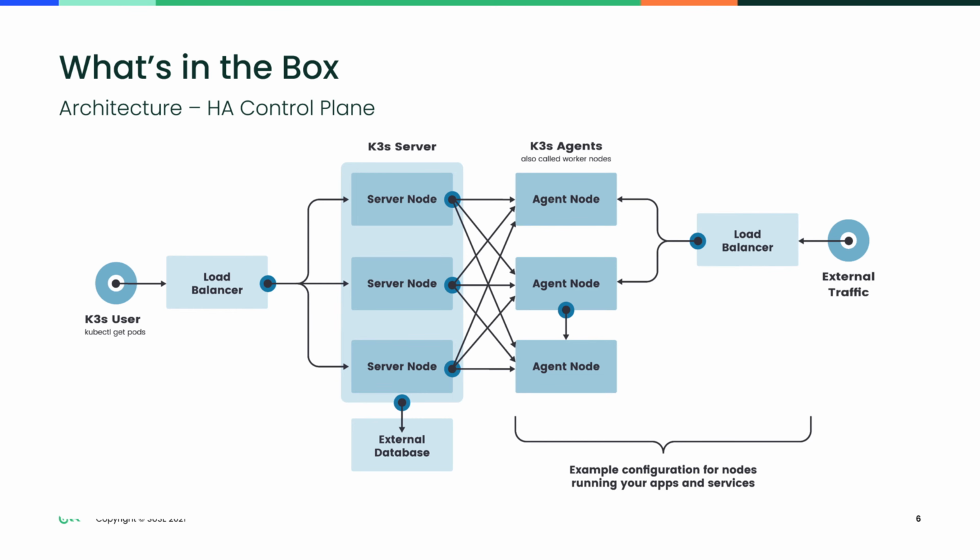But you can basically say the server nodes can't run additional workloads, and everything needs to be run on the agents. Again, with this, you would potentially have an external load balancer dealing with that traffic.